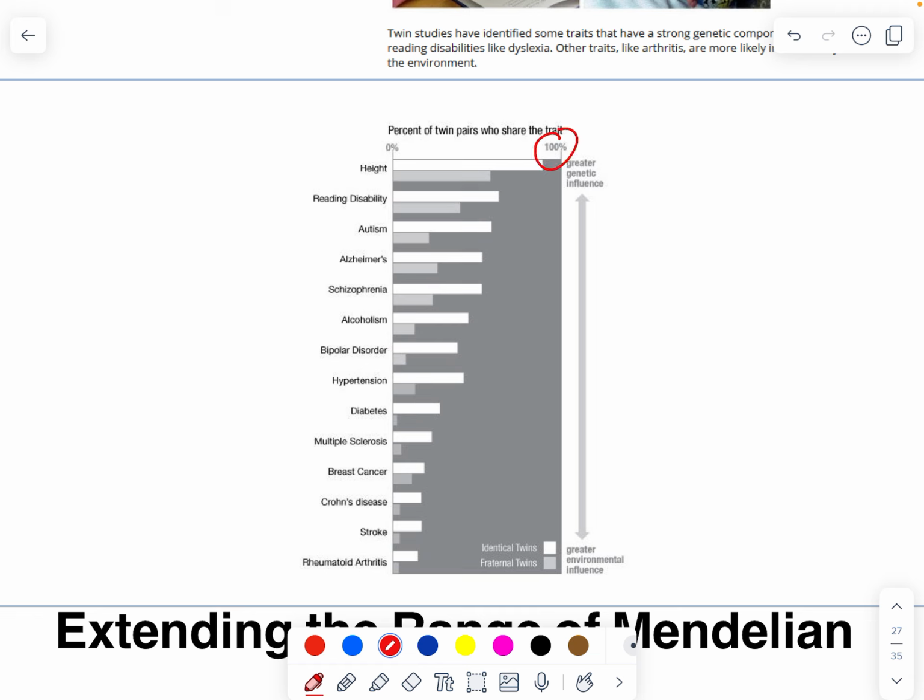Nothing is 100% genetically determined. Not even height. You've got to eat, right? But these things do have a play. Reading, autism, Alzheimer's, schizophrenia, alcoholism. We talked about that. Bipolar, high blood pressure, diabetes, multiple sclerosis. They all have a play. Notice the white. They all have a play, but it's never 100%.